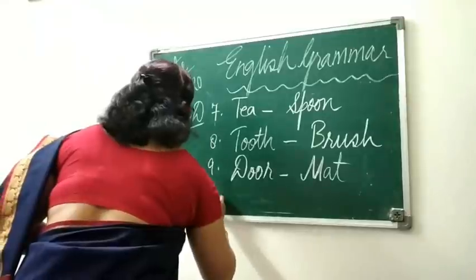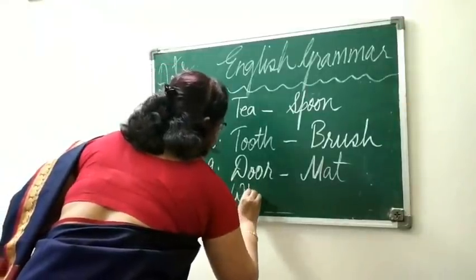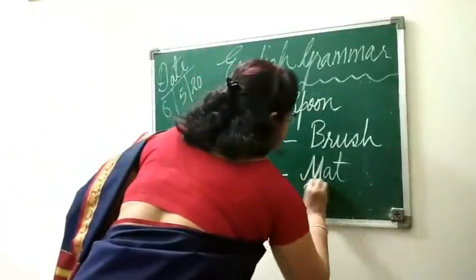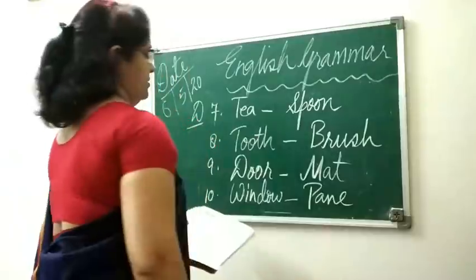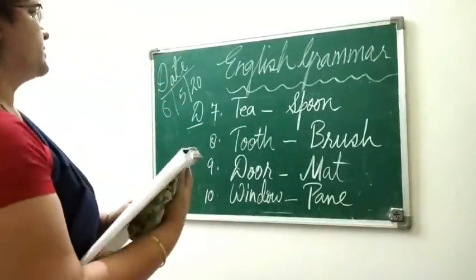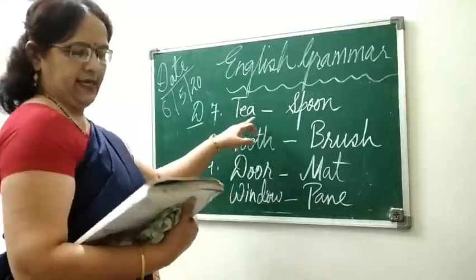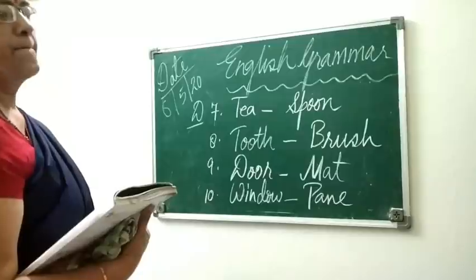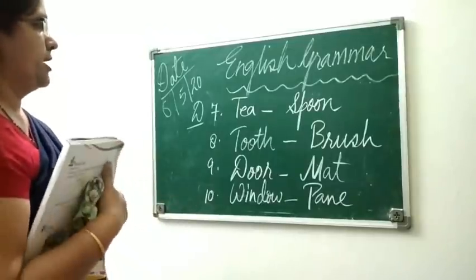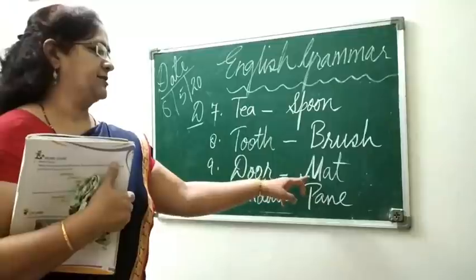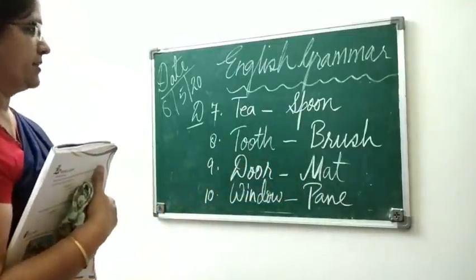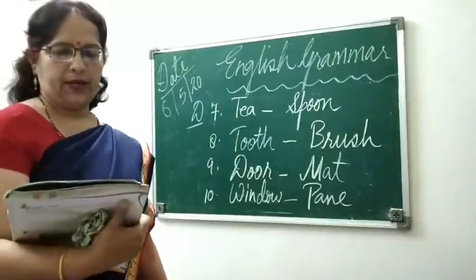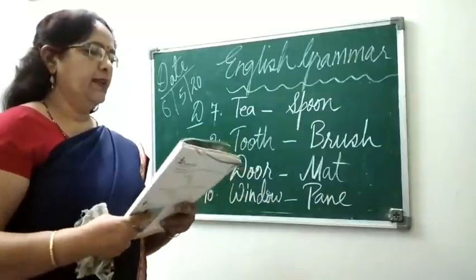The last one is window, pane. Window pane. The correct word is pane. So let's see once again. Seventh one is teaspoon. Eighth one is toothbrush. Ninth one is doormat. And 10th one is window pane. Now, let me revise once again.